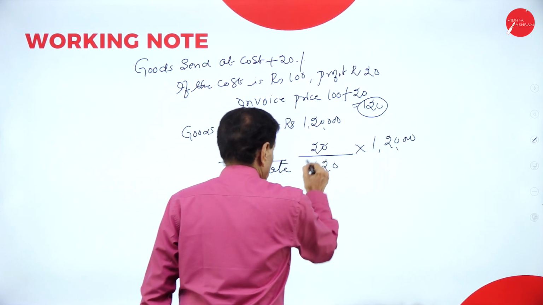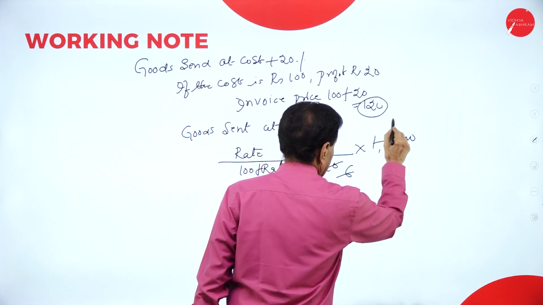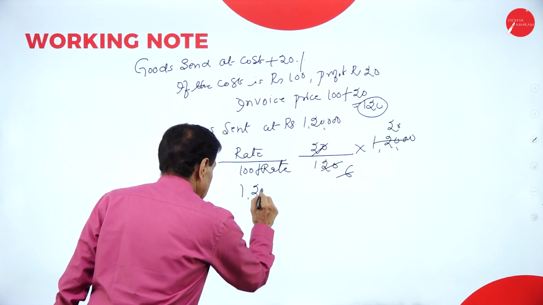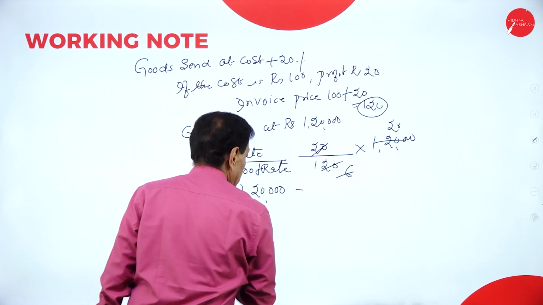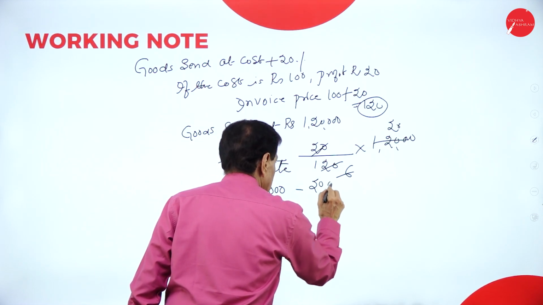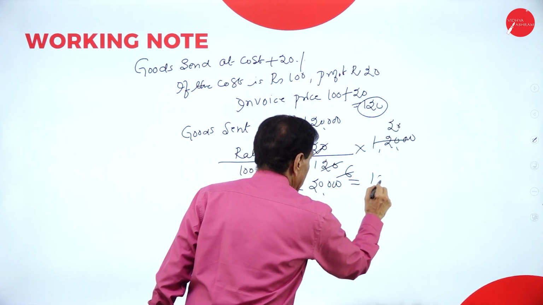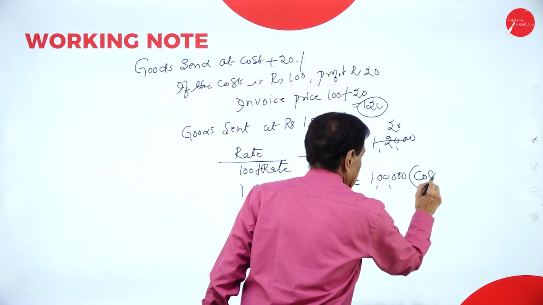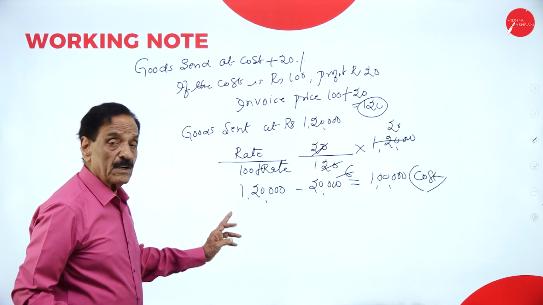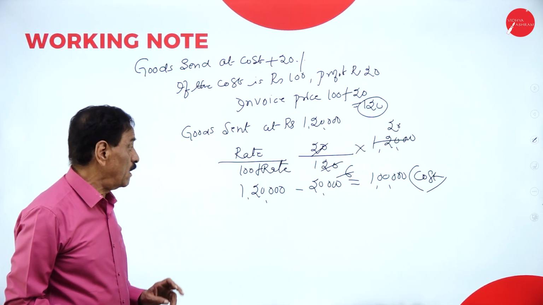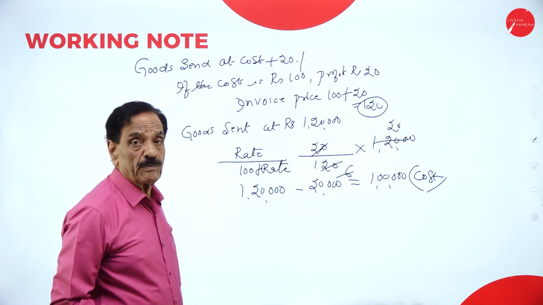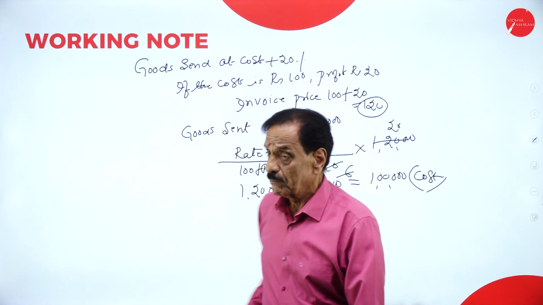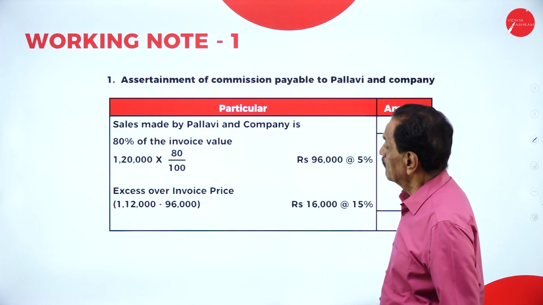So that is 20,000. 1,20,000 minus 20,000, real cost price is 1 lakh. So they sent at what invoice price? 1,20,000. How much profit is included? 20,000. So the real cost becomes 1 lakh. We'll move on to the problem now.